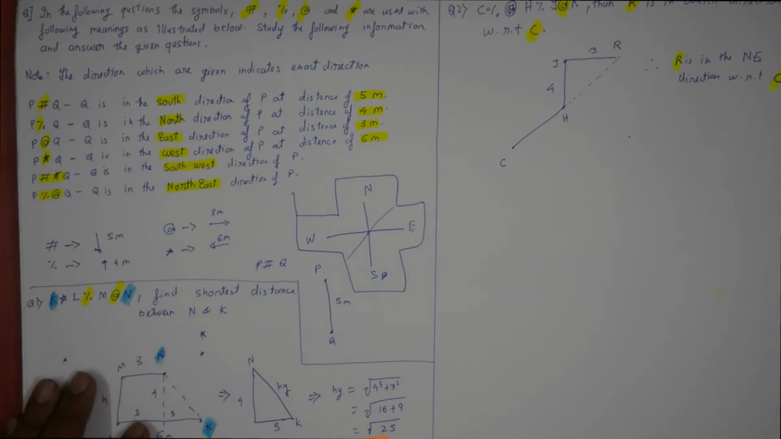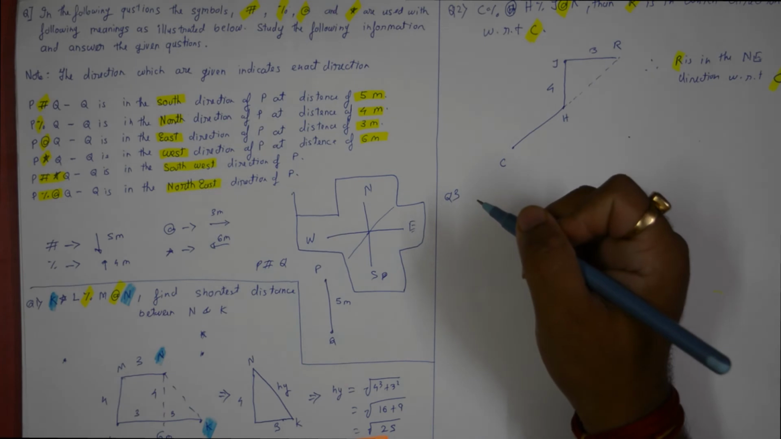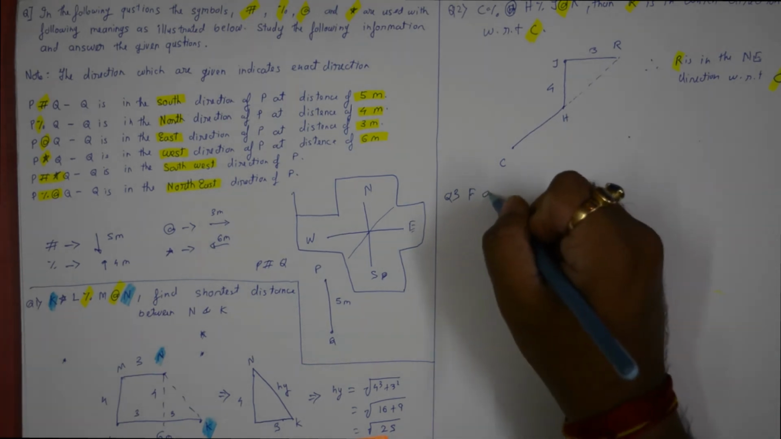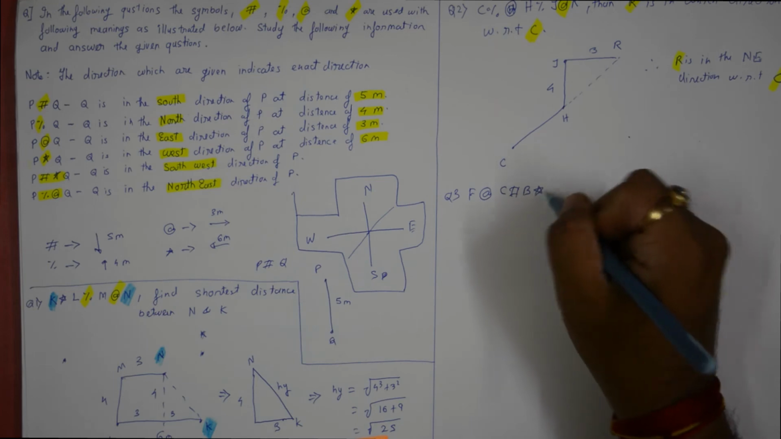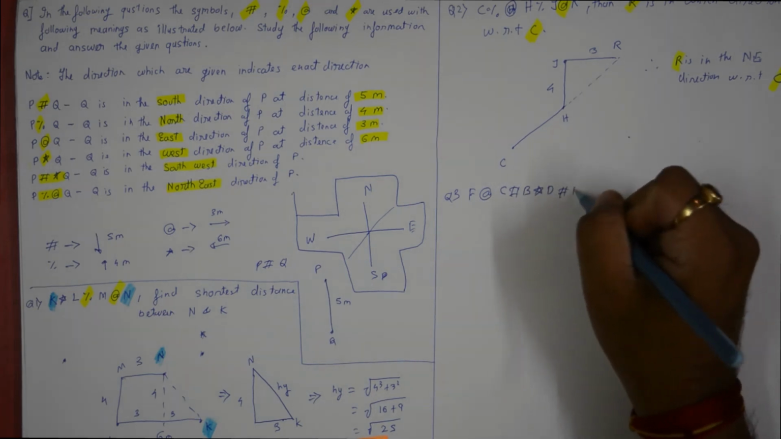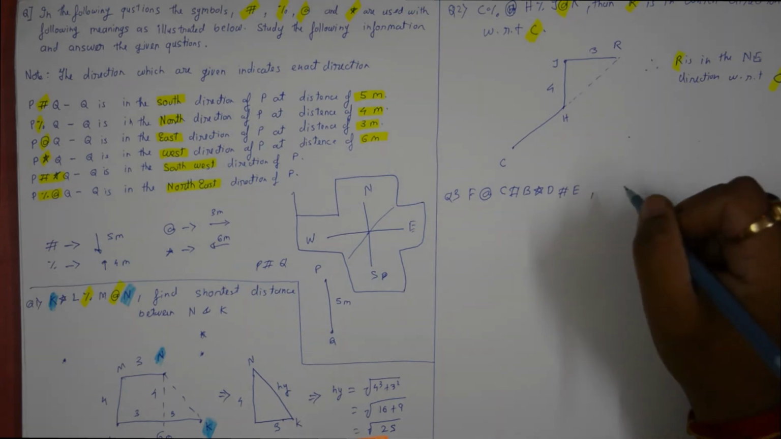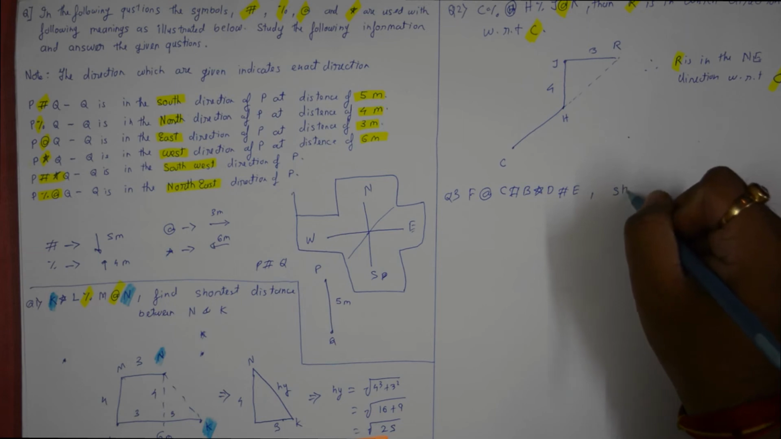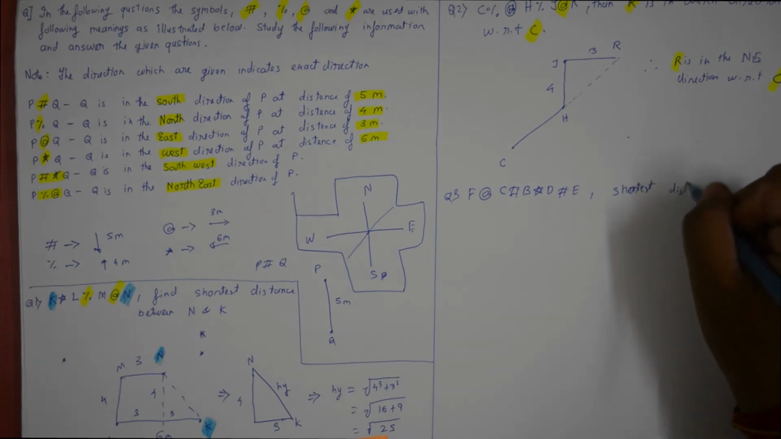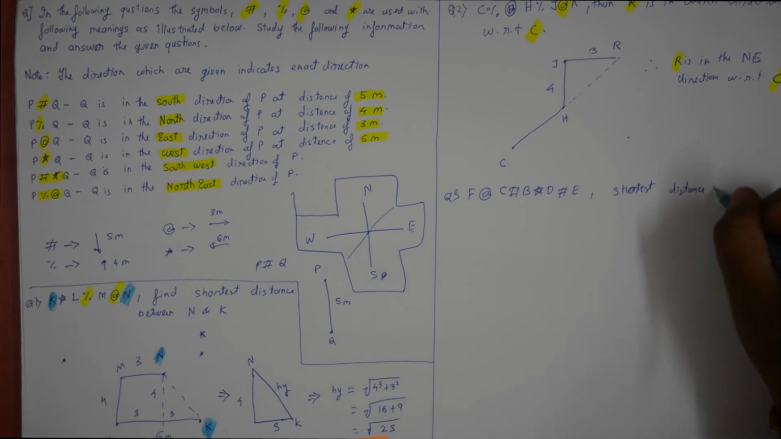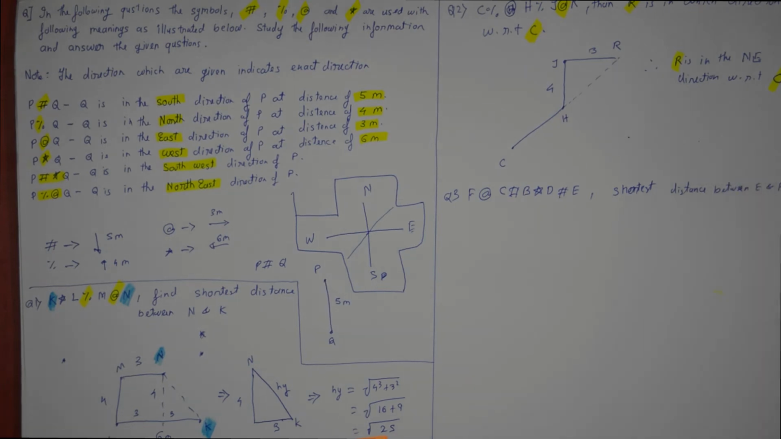Similarly, we are going to solve question number 3. It says F @C #B star D #E, then shortest distance between E and F. Okay, so our targets are E and F. Let's mark it E and F. So let's start with it.